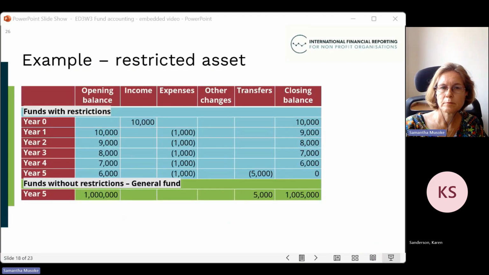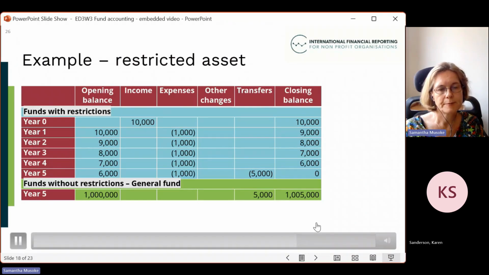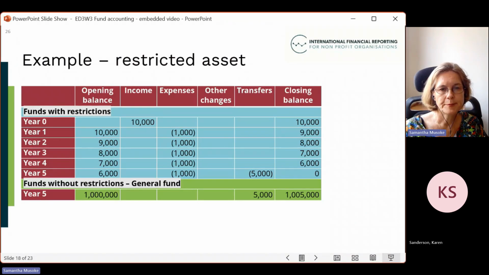The grantor's right that the truck is used only on the specific outreach program means that the NPO has decided that the truck is presented as part of funds with restrictions. This is because the truck is not available for general usage. If the truck was purchased in year 0, then in year 1, the fund has an opening balance of $10,000, which is the revenue it received to fund the purchase of the truck. This balance is reduced by $1,000 in each successive year because of the depreciation charge.